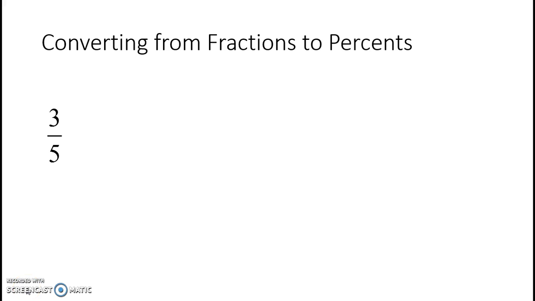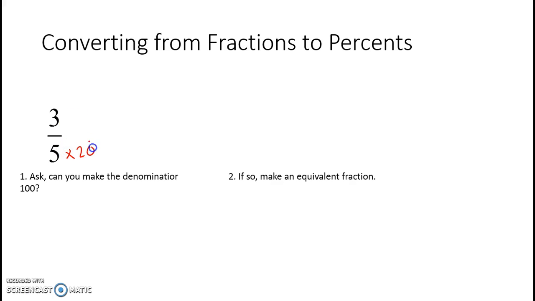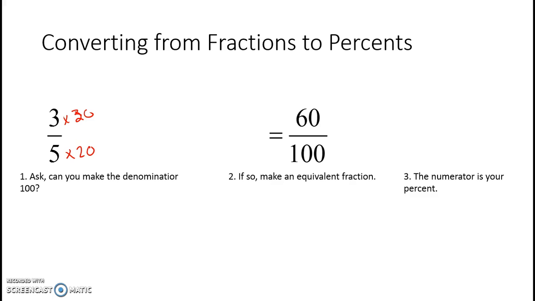So let's think about what the Cyber Chase kids did and turn 3/5 into a percent. First, they asked themselves, can they make the denominator 100? Kind of like when we were converting from decimals to fractions to decimals. Then, if so, they made the equivalent fraction. In this case, if I multiply 5 times 20, and 3 times 20, I can get an equivalent fraction, 60/100, and the numerator is my percent, 60%.